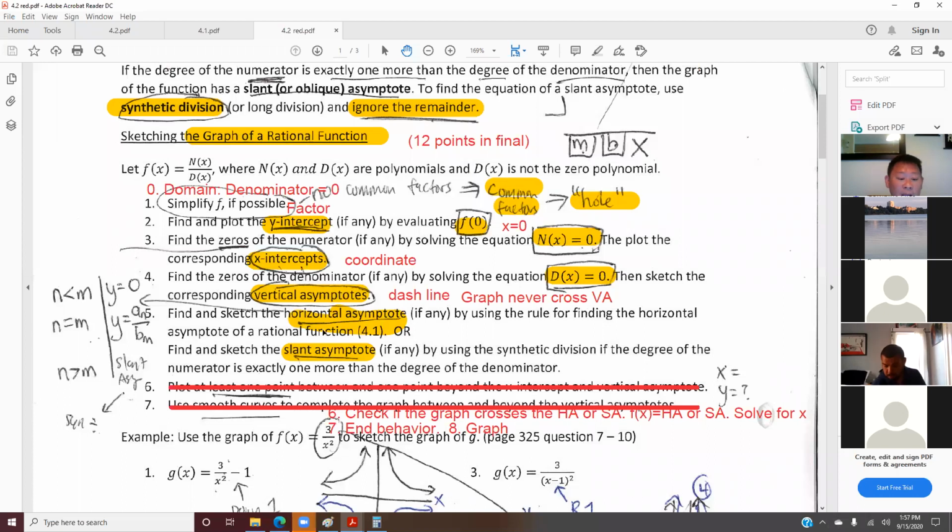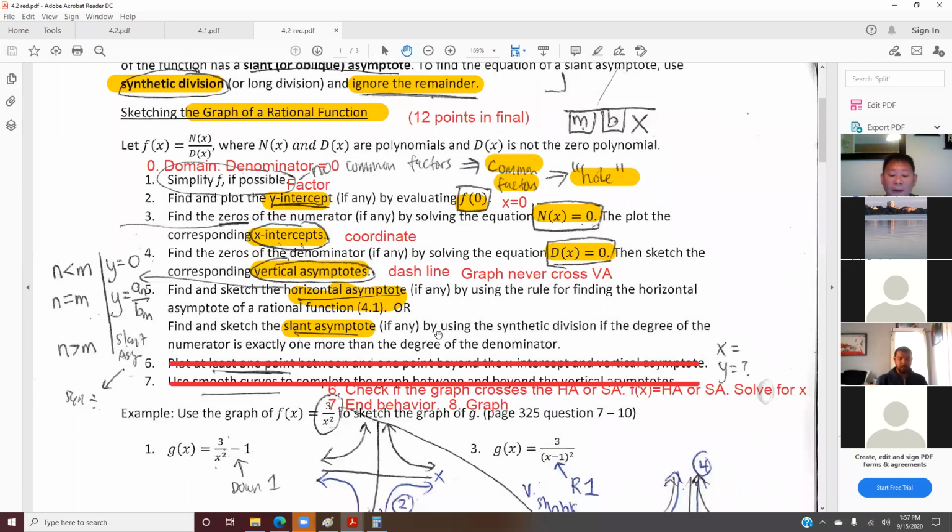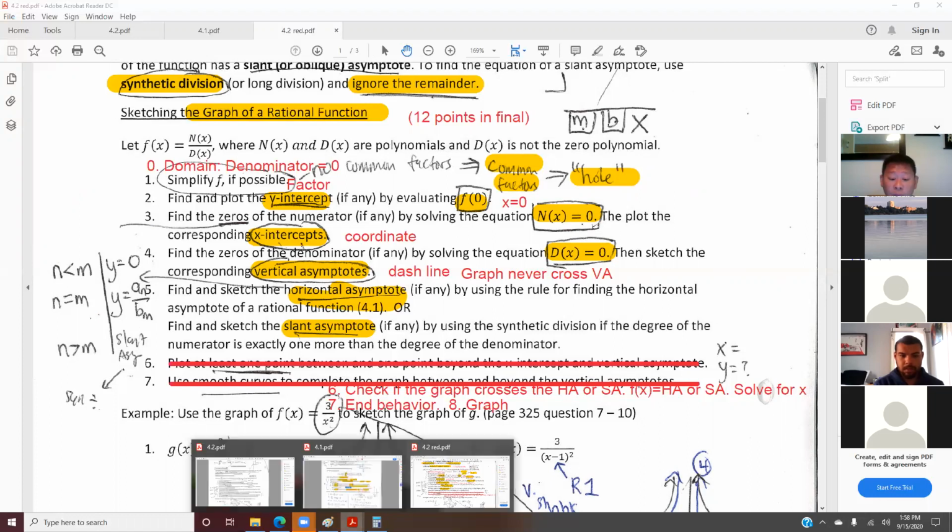Once you finish finding your asymptotes, step 6 is to check whether your graph crosses the horizontal or slant asymptote. How do you do it? You set f of x equal to your horizontal or slant asymptote and solve for x. Your graph can cross one of these asymptotes, but it never crosses the vertical asymptote, okay?